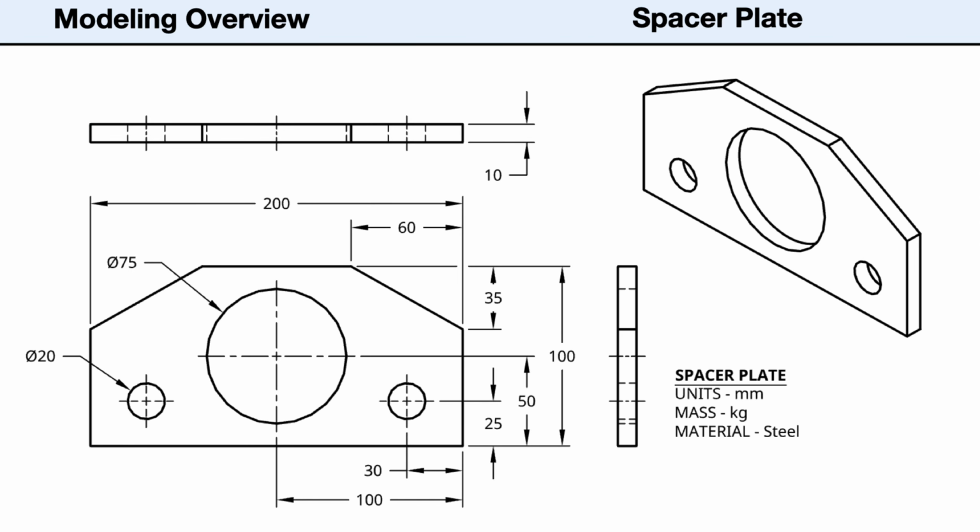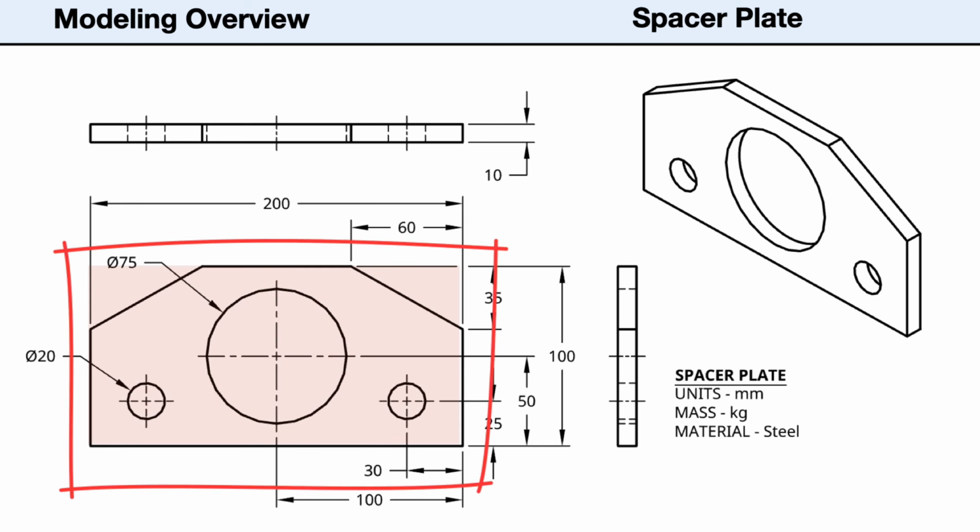Use the drawing to identify the profile or closed shape that we'll use for the base sketch. For this spacer plate, we choose the front view. Because this is a flat part, this view defines all of the features and locations.